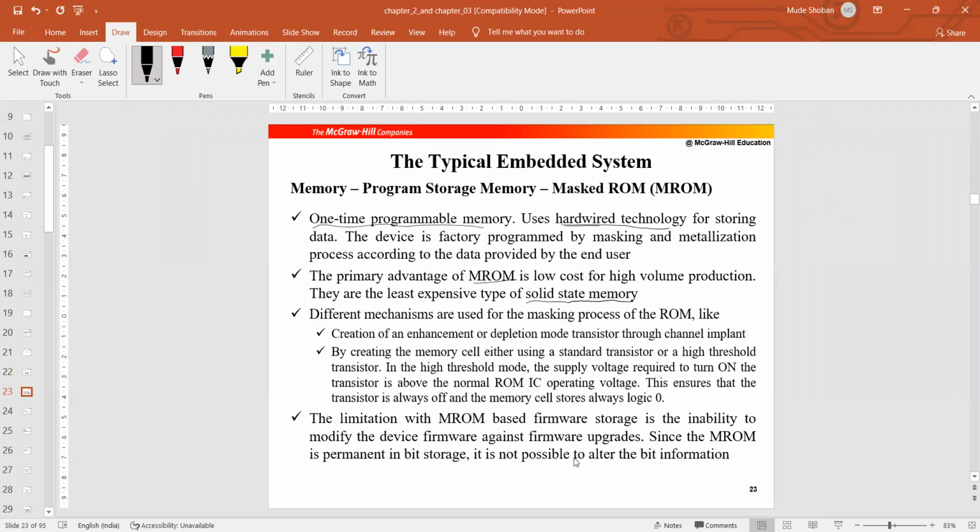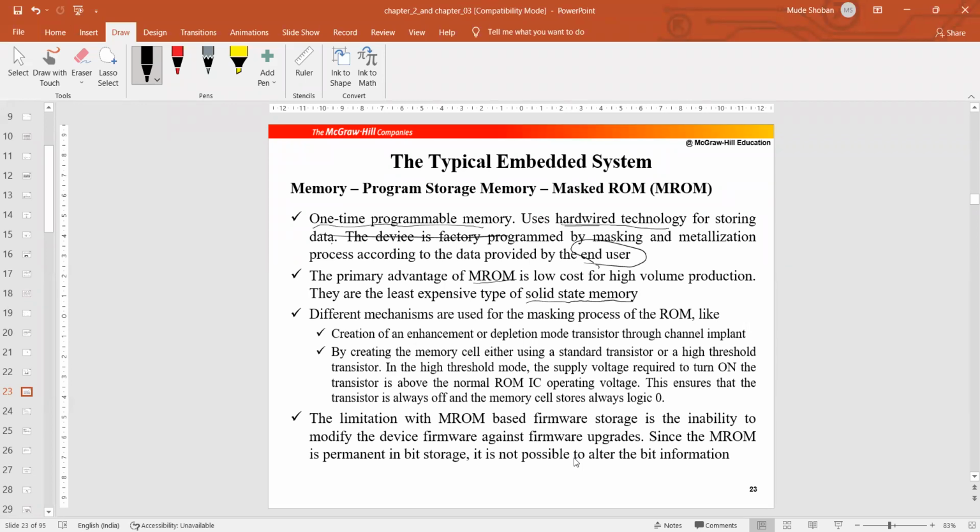Here the discussion is one by one. Maskable read-only memory: what is the difference between these? It is a one-time programmable memory that uses hardwired technology for storing the data. The data will be stored separately, and this device is factory programmed by masking and metallization processing according to the data provided by the end user. So as per the requirement, it can be designed.